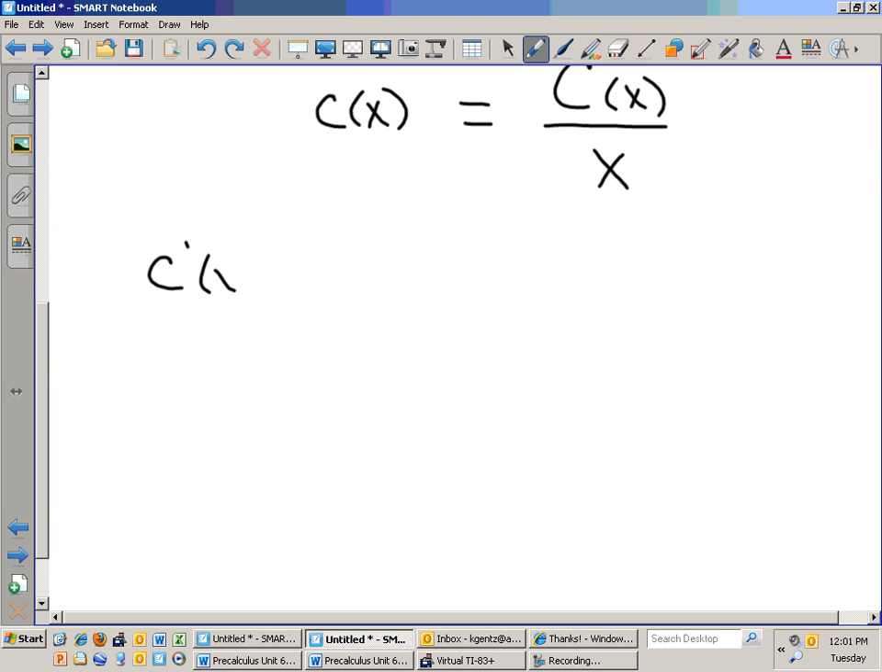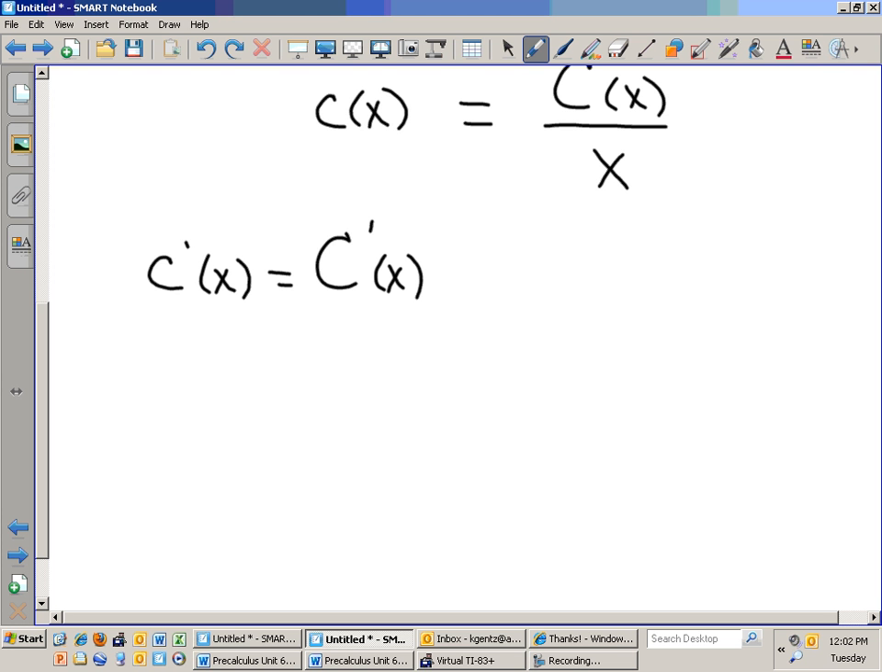Small c prime of x is equal to, how do I do that? c of x over x. Quotient rule. The quotient rule says I take the derivative of the top, which is c prime of x, times what? Large C and little c. Little c is the average cost. Big C is the total cost.